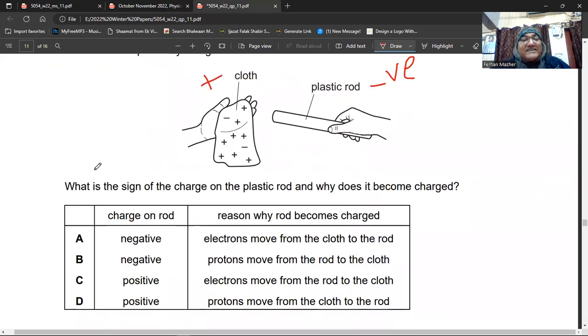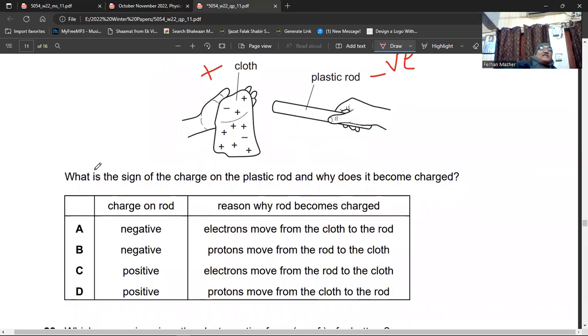He says, what is the sign of the charge on the plastic rod and why does it become charged? The plastic rod will become negatively charged, and the reason is because electrons have moved from the cloth to the rod. So I think A is the best option.